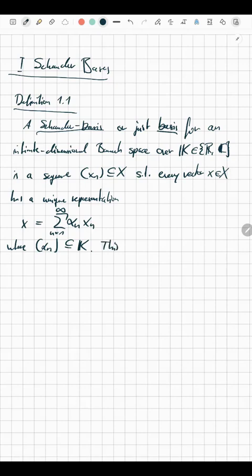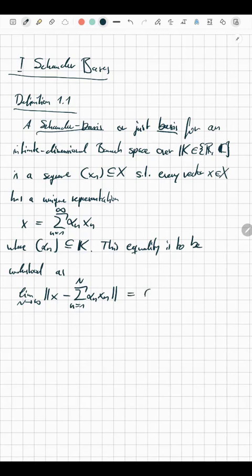And this equality is to be understood in the sense that the limit of the difference of x and the partial sums of this representation approaches 0. And that limit is 0.